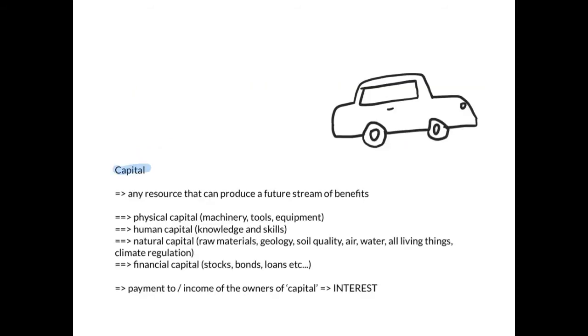Capital is often the trickiest one to understand. Capital refers to any resource that can produce a future stream of benefits. There are four main subcategories under the factor of production of capital. There's physical capital, which refers to the machinery, tools, equipment, roads, bridges. All of these are physical capital.